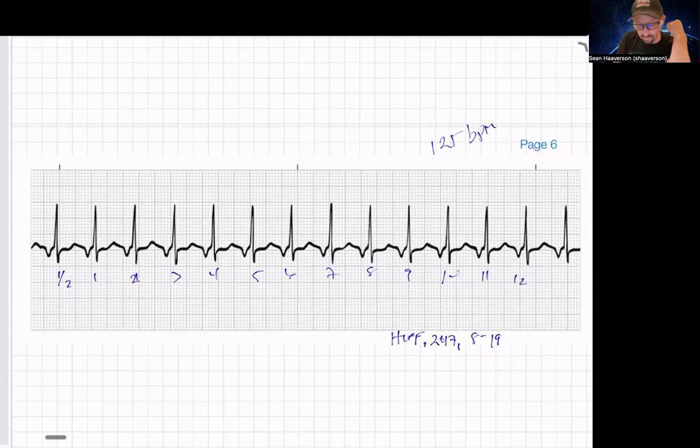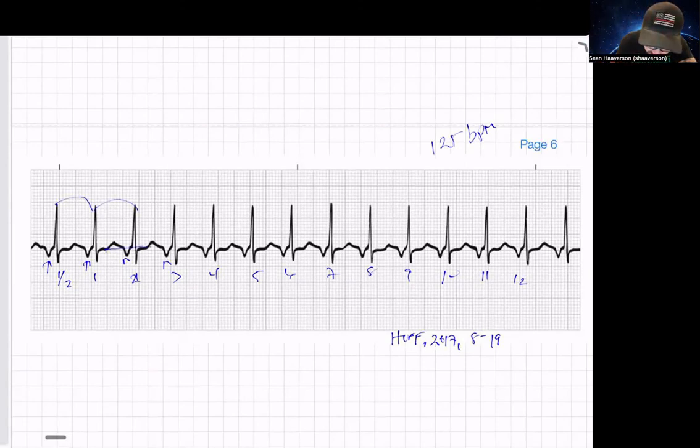All right, let's check. Do we have a P wave before every complex? And it does look like we've got inverted P waves here. So inverted P waves, they look to continue all the way through. This looks pretty regular. R to R looks like it's marching out. Let's see, my isoelectric line is going to be somewhere in this range. So yeah, I don't think we have much in the way of elevation here.